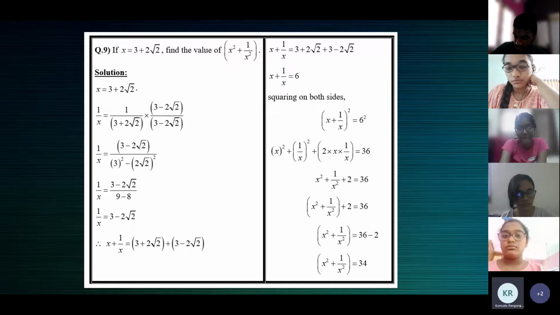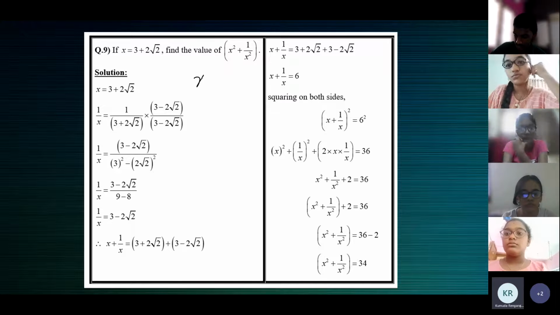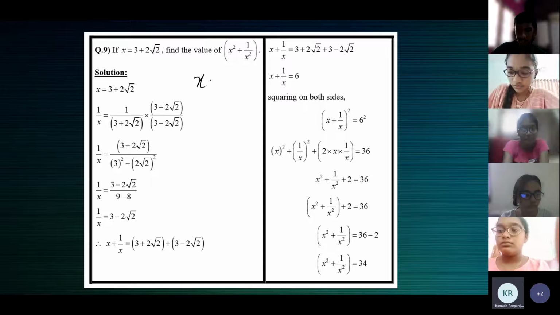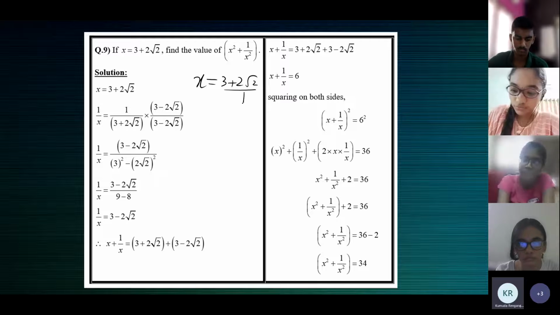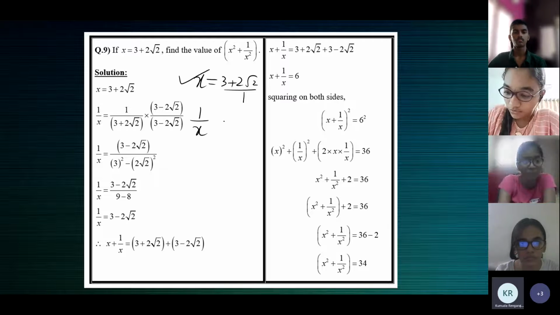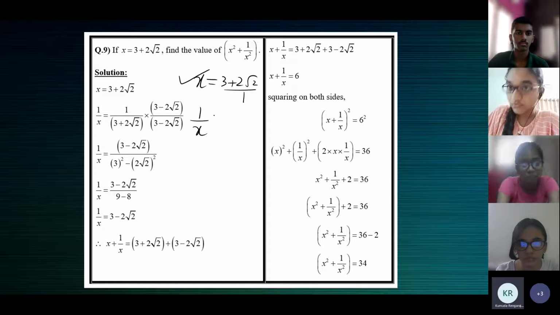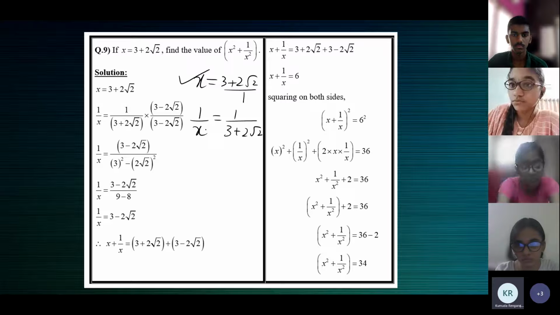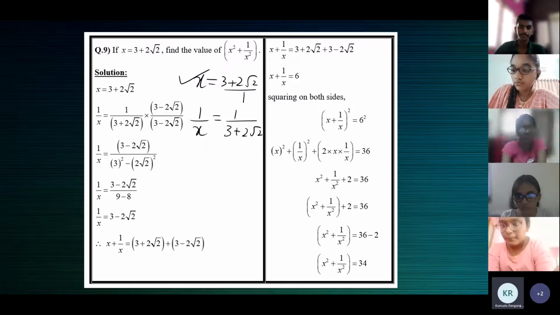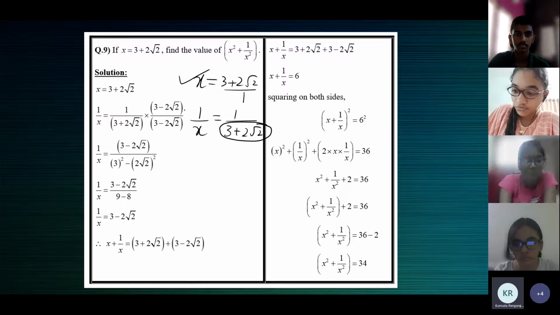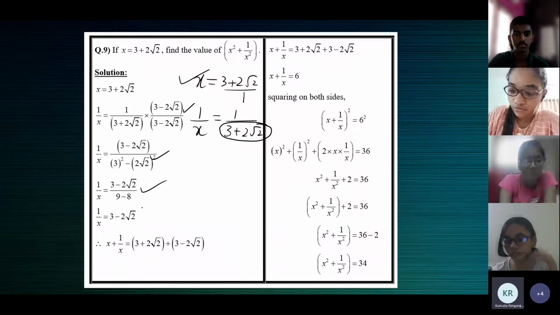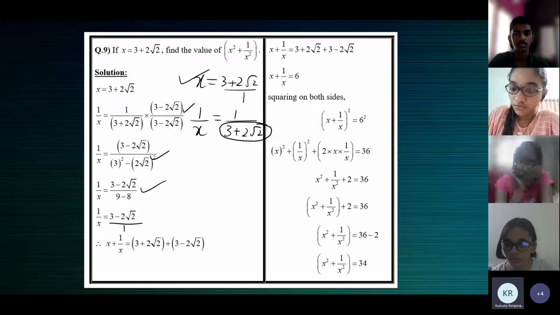I was telling you that you must first have x with a rational denominator. x is 3 plus 2 root 2. The denominator is 1, so it's already rational, and x is fine. Next, we need to find 1 by x, which is 1 by 3 plus 2 root 2. The expression for 1 by x has an irrational denominator, so we need to rationalize. These are the steps. Now the denominator is rational.